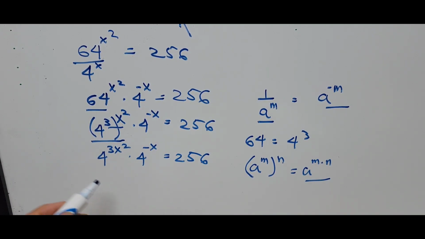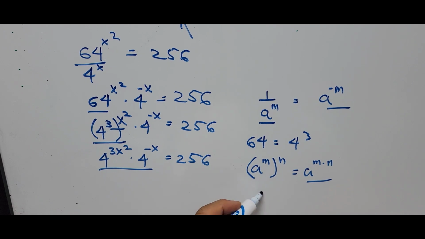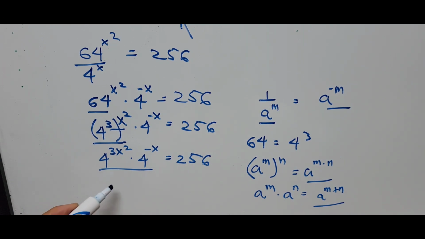From here, we're using another exponent rule: a raised to m multiplied by a raised to n equals a raised to m plus n. That means we're adding the exponents. Alright, so we do it here. That is now 4 raised to 3x squared minus x equals 256.